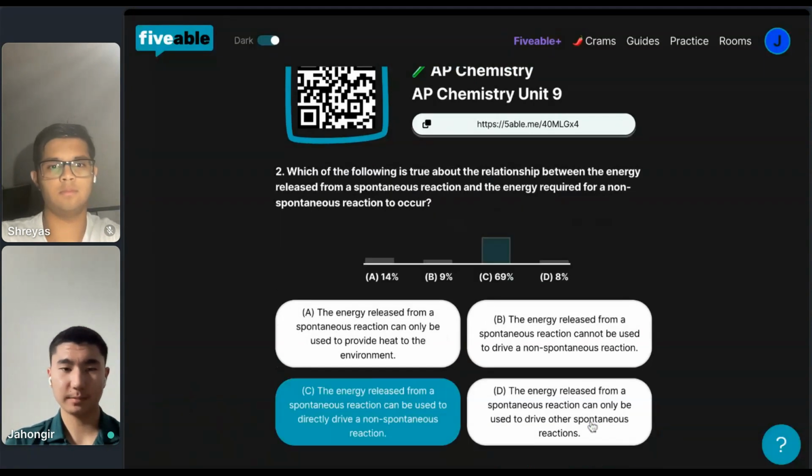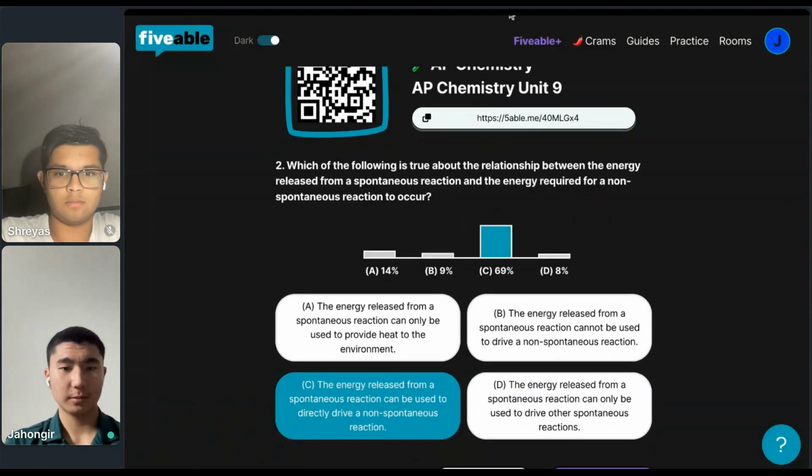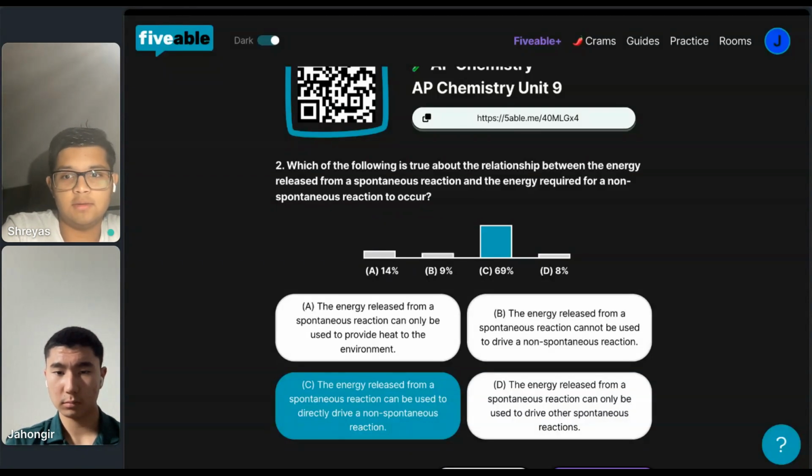All right, let's just reveal the answer. Most of us got that right, and the correct answer is the energy released from a spontaneous reaction can be used to drive a non-spontaneous reaction, and this is coupled reactions where we combine a spontaneous reaction and a non-spontaneous reaction to basically give an energy source to the non-spontaneous reaction.